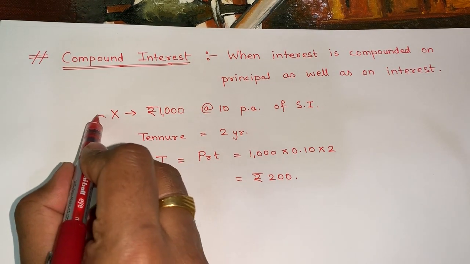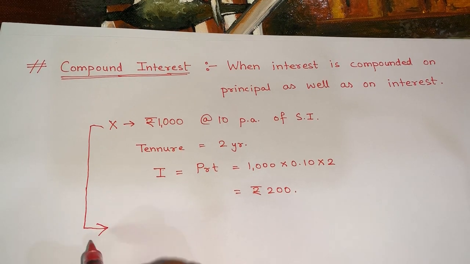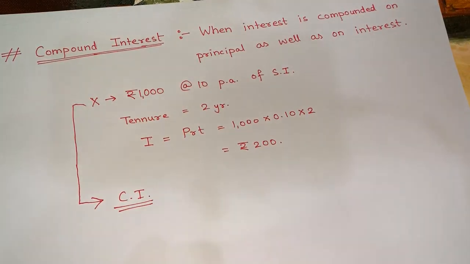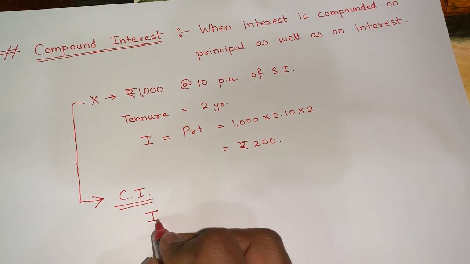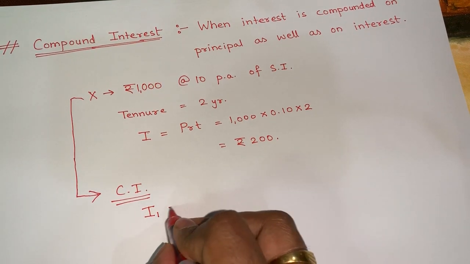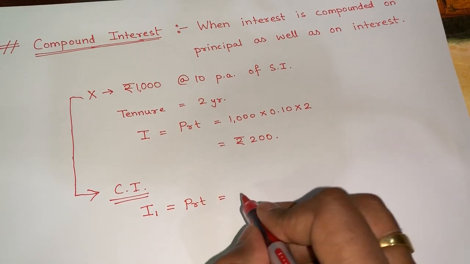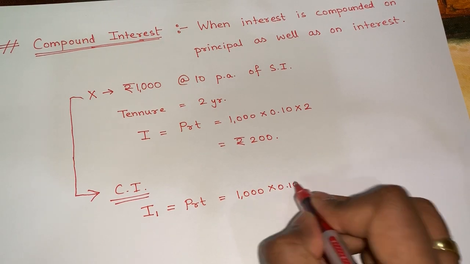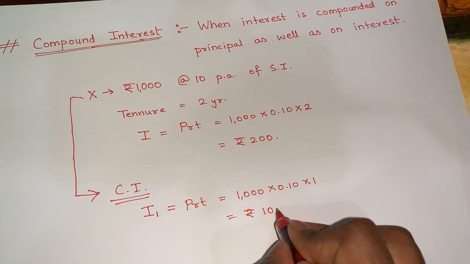But if the same loan Mr. X would have taken on compound interest, then what would happen? If the interest is at compound interest, then we would calculate interest for 2 different years separately. So let I1 be the interest for the first year. The interest for the first year is PRT, which is 1000 into 0.10 into 1, which makes it rupees 100.